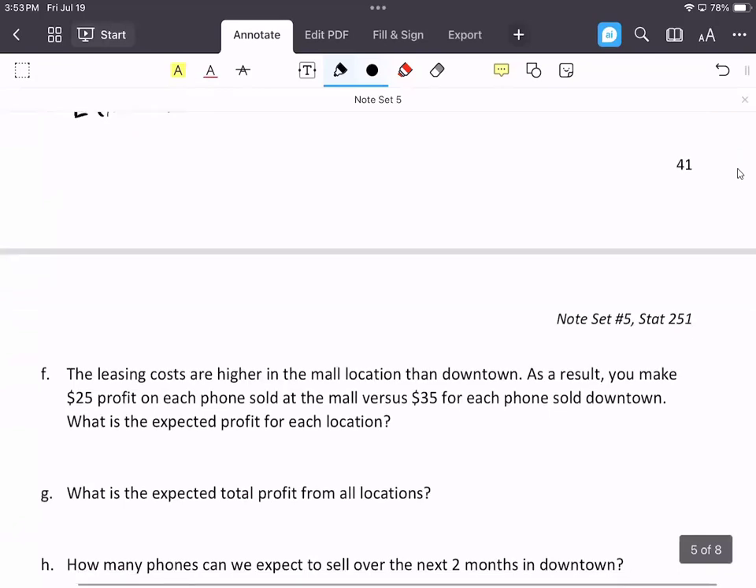Now, the leasing costs are higher in the mall location than in downtown. As a result, you make $25 profit on each phone sold at the mall versus $35 for each phone sold downtown. What's the expected profit for each location? Don't make this hard. We want to think about the mall. So we're going to look at the mall.